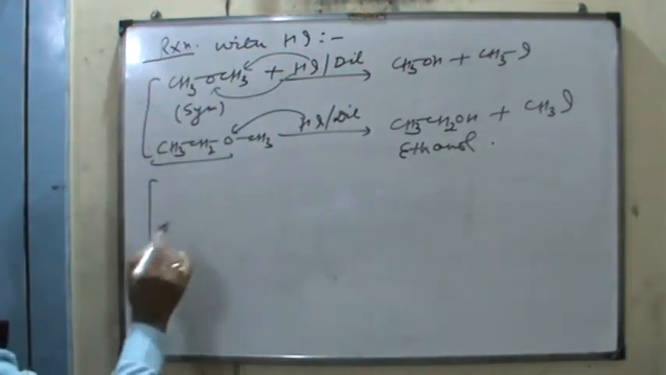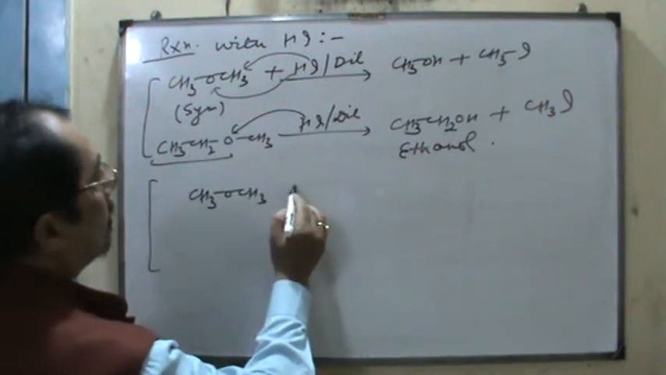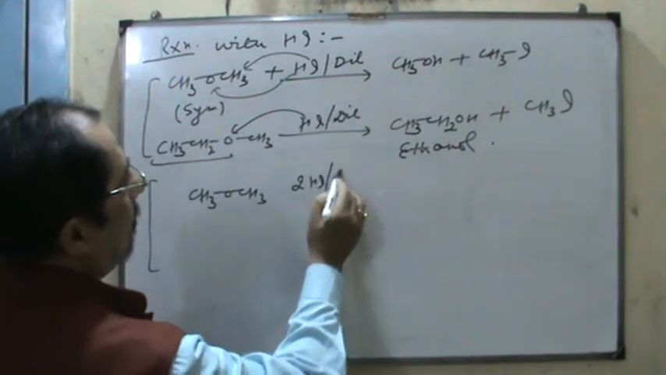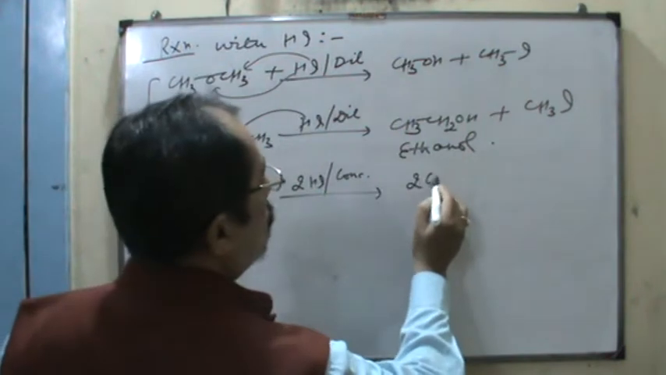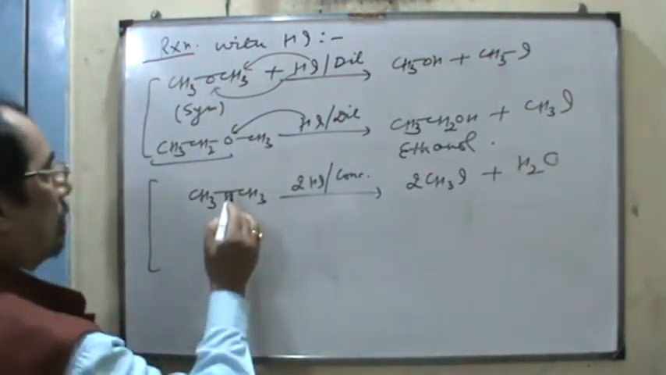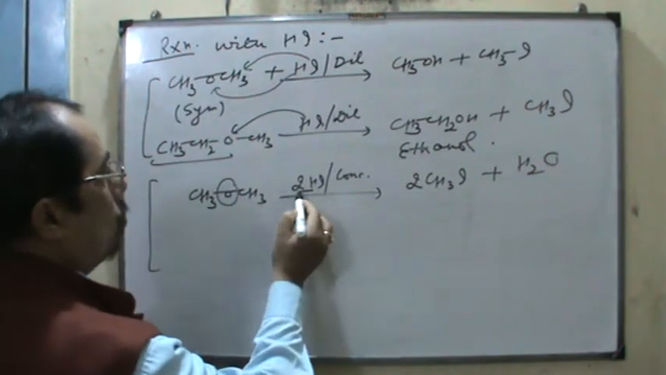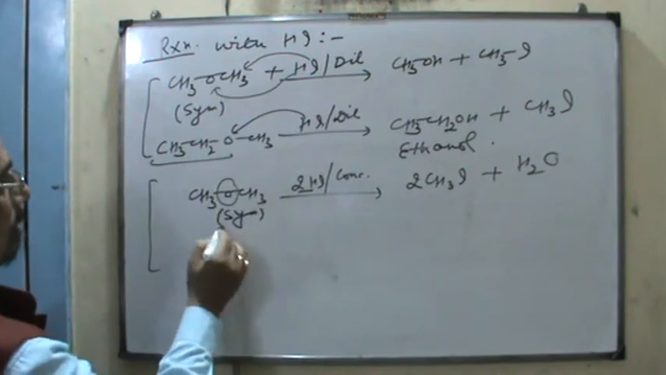See the other conditions. If I take symmetrical ether but take concentrated, I mean hot conditions of the HI, then this is 2 times methyl iodide plus what is lost? Water, oxygen and H2O, and 2 iodines are there. It is a very much symmetrical ether.